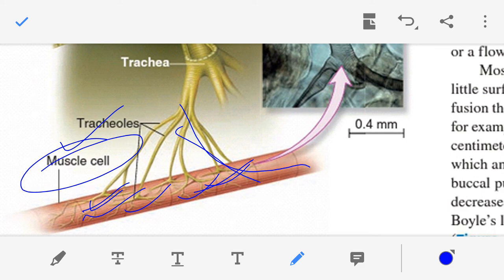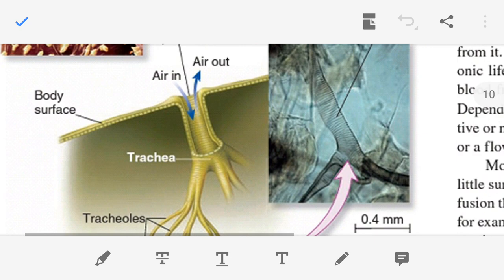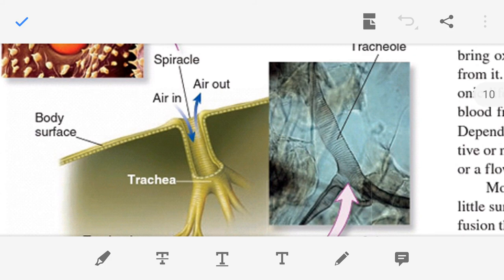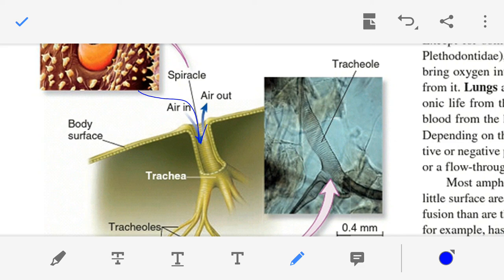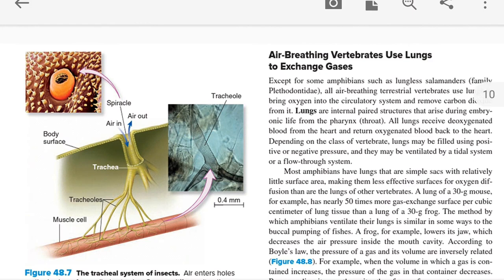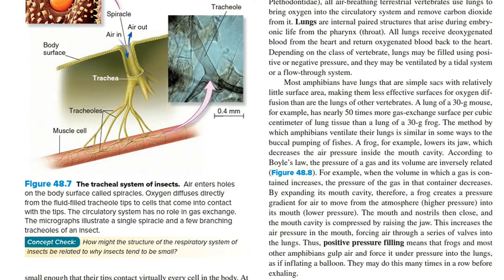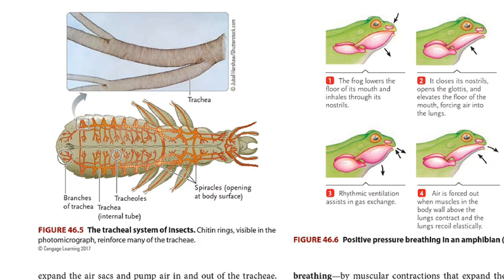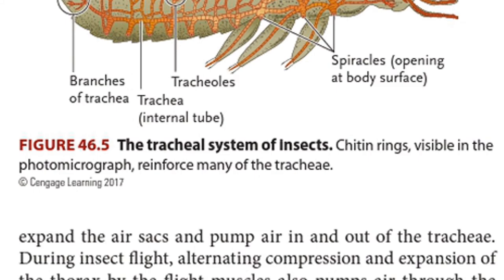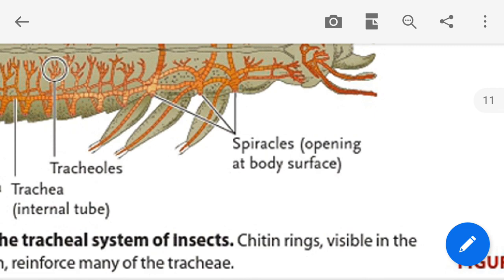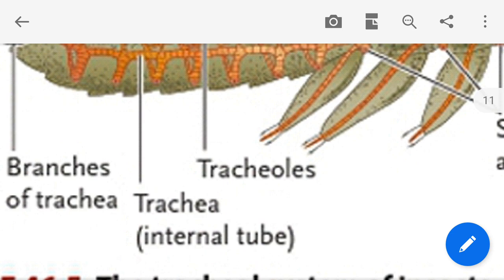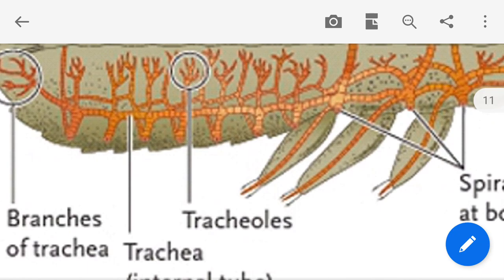CO2 enters into this tracheole and then trachea, and then the CO2 will leave the trachea from the spiracle. It is entering into the atmosphere. And this is the entry of oxygen they are showing. So O2 enters, CO2 is released. So the entire figure I am showing you. Now this is one more figure. Tracheal system of insect. So you can read this: spiracle opening at body surface, then trachea, then trachea is further divided into tracheoles.